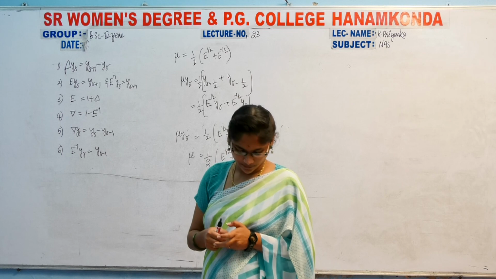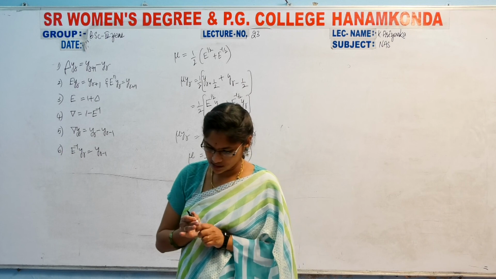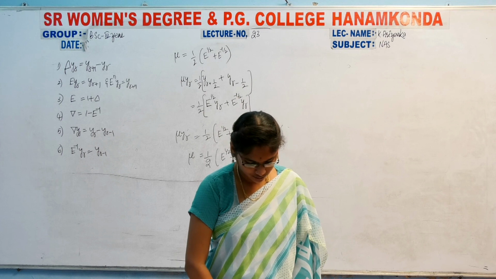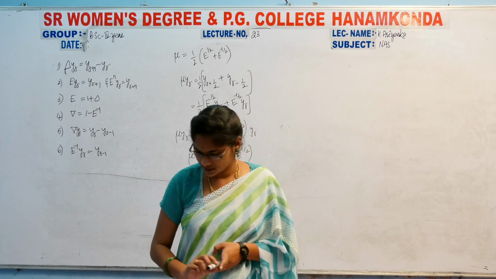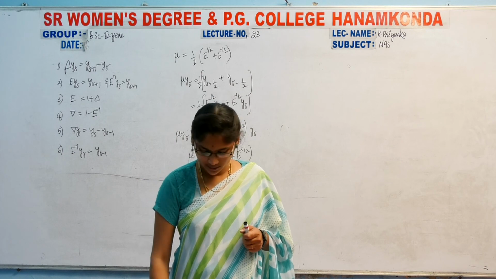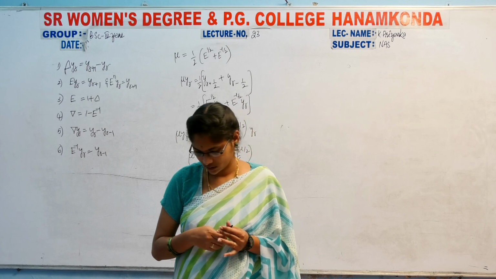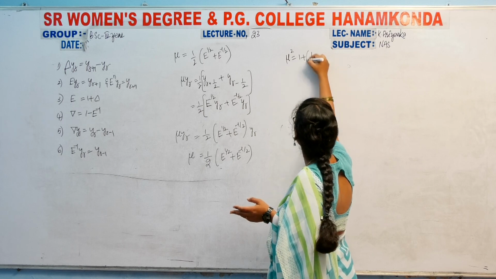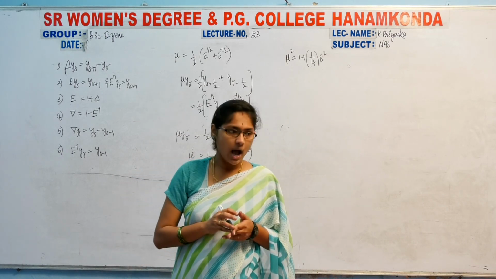Okay. Next, prove mu square equal to 1 plus 1 by 4 gamma square. It is nothing but mu square equal to 1 plus 1 by 4 of gamma square. We have to prove this result, and I will prove this result in the next class. Okay, I hope it is clear to you.